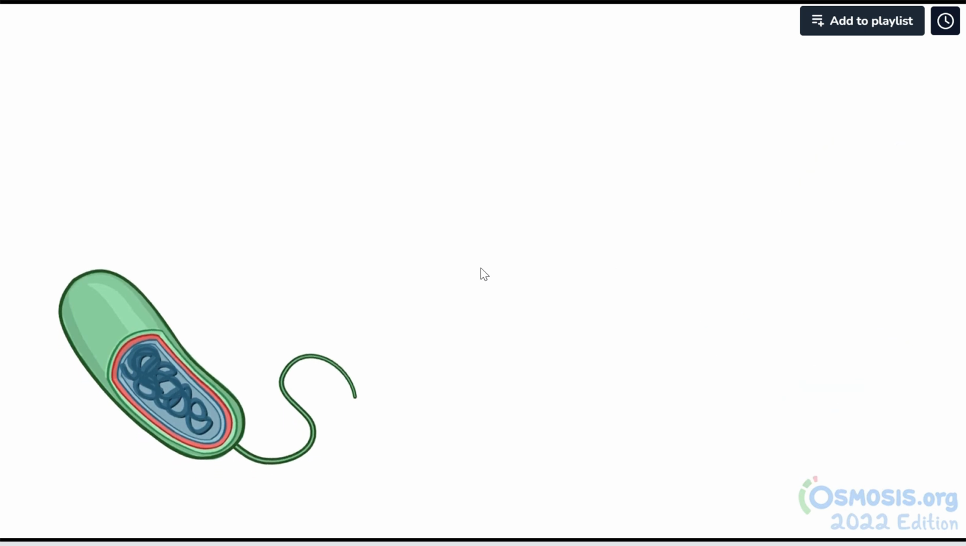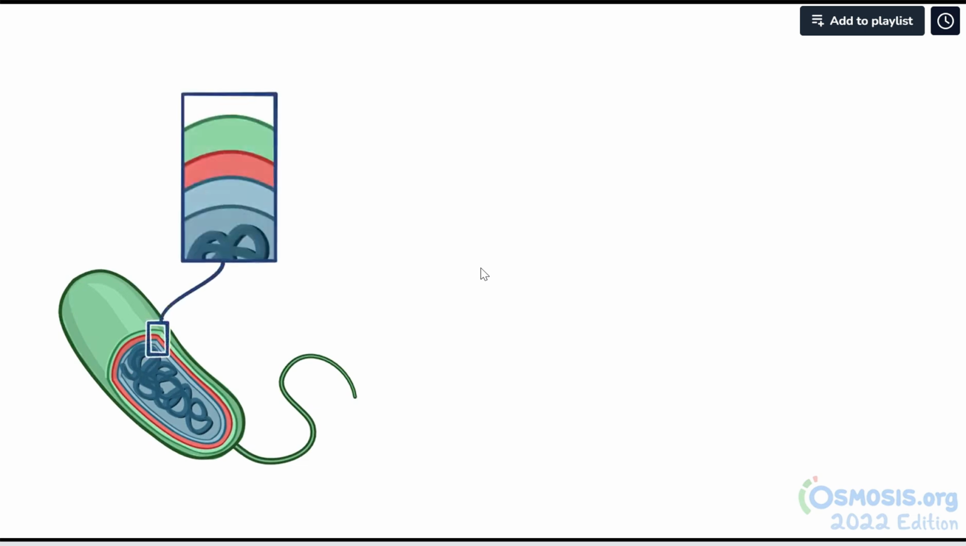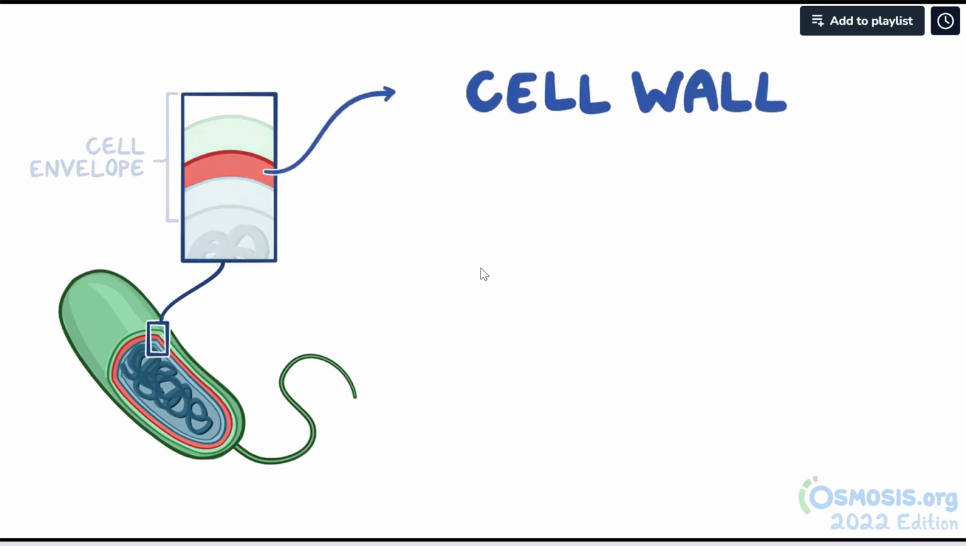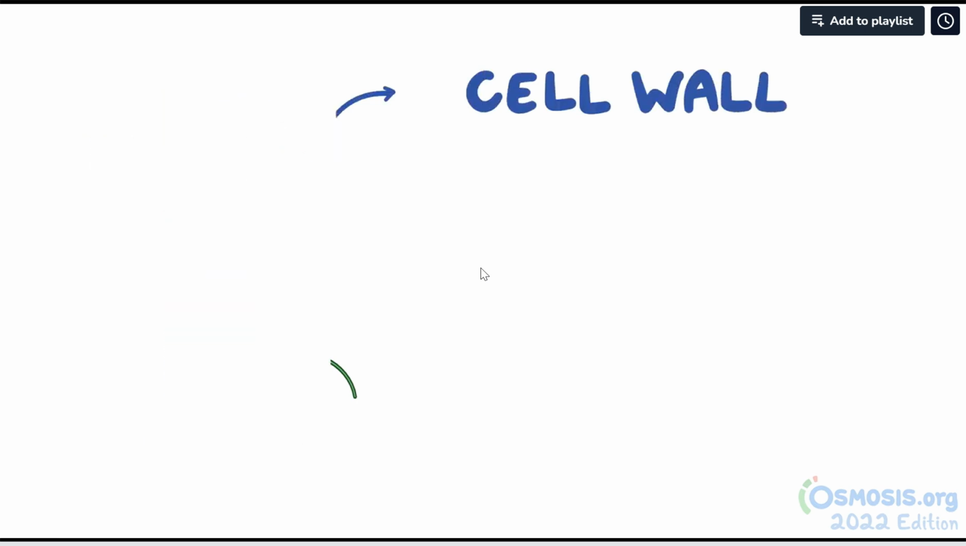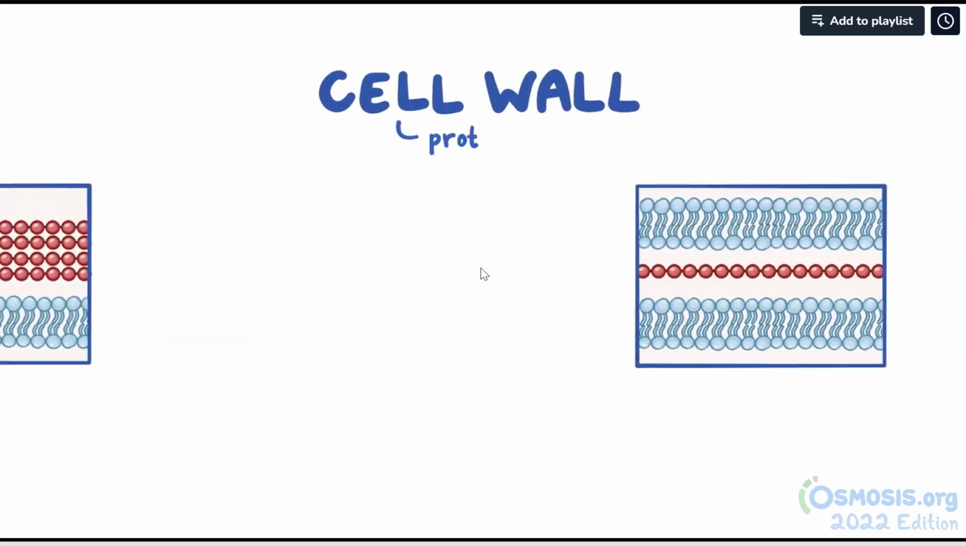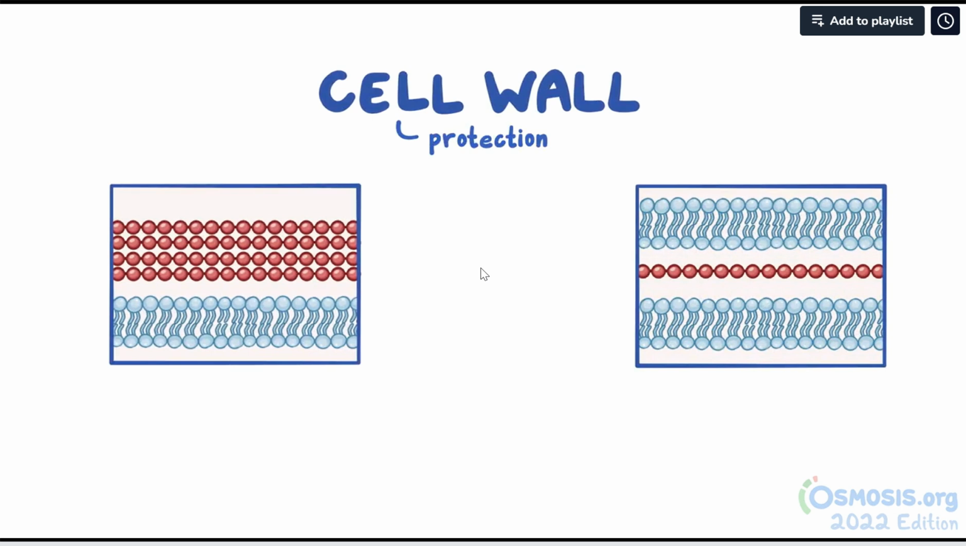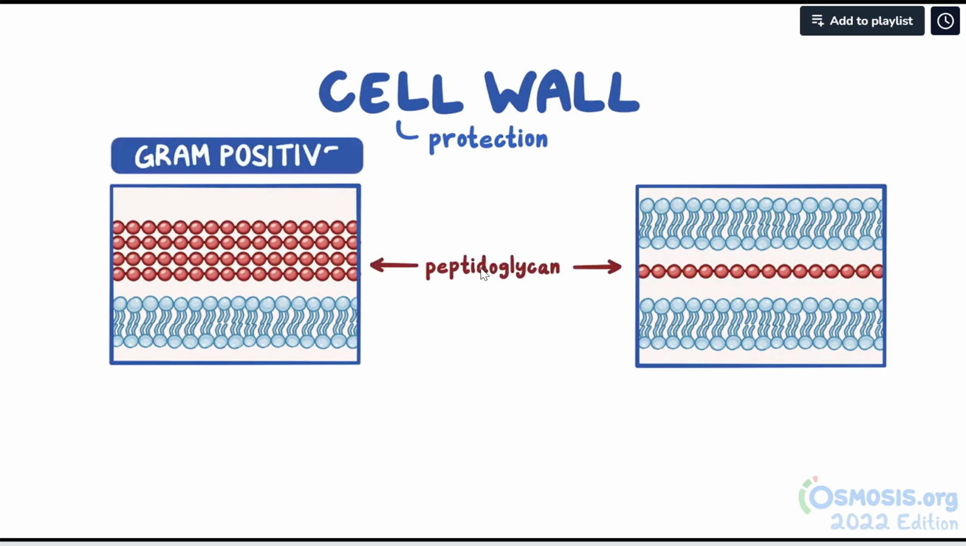Now, bacterial cells are often surrounded by several layers, which are collectively called the cell envelope. Let's start with the cell wall, which is found on the outer surface of the cell membrane, and its most important role is to protect the bacteria. It consists of peptidoglycan, which usually helps differentiate whether bacteria are gram-positive or gram-negative.